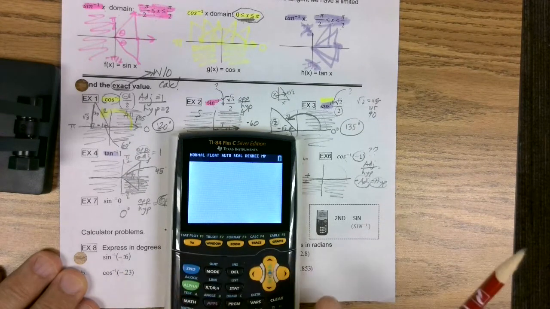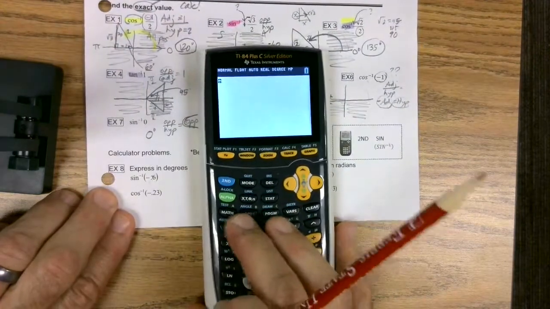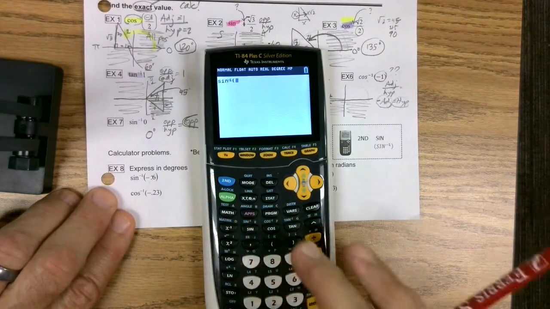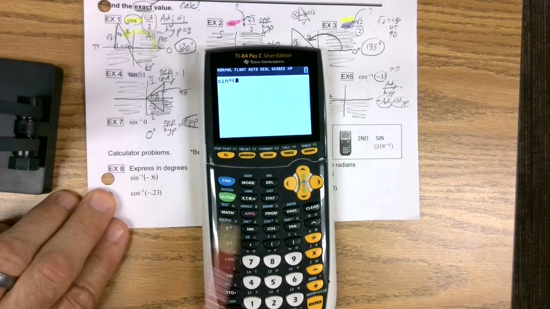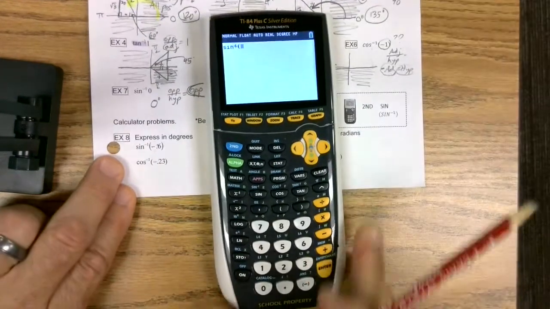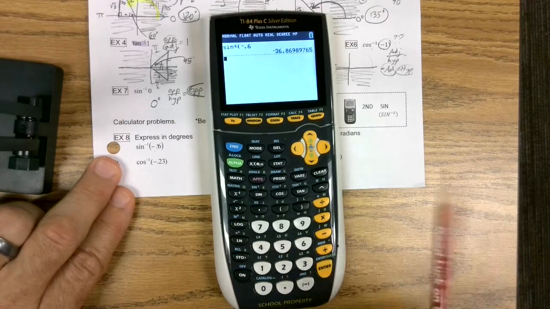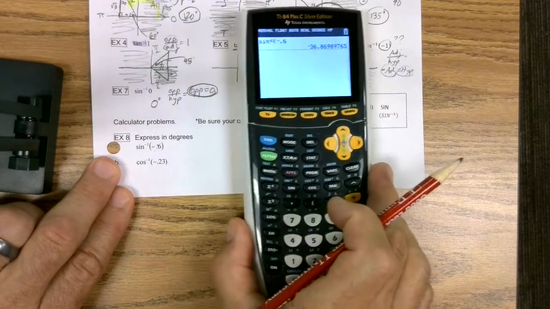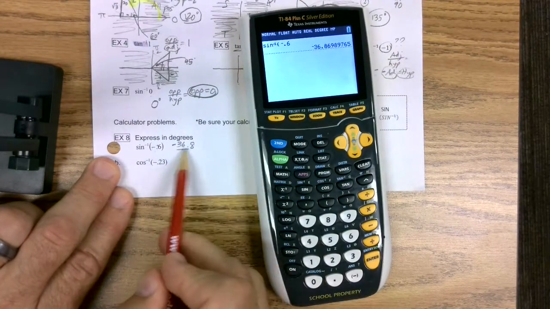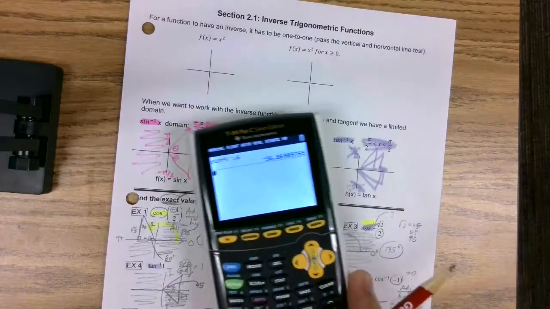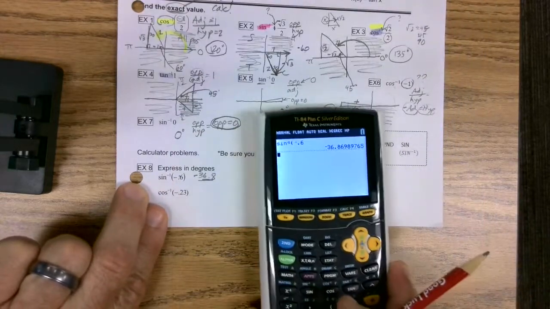So I'm going to go second sine. Let me get my fingers on here so you can see it. So I hit my second button, and now I hit my sine button. Notice it's exactly what the problem looks like. And there's a negative there. I'm not going to hit my minus sign. I'm going to hit this guy down here. So negative 0.6. I'm going to hit enter, and I get negative 36.8. Now, does this fit in sine's domain? Yes. Okay, it's greater than negative 90, it's less than 90. You got to keep that in your back pocket the whole time.